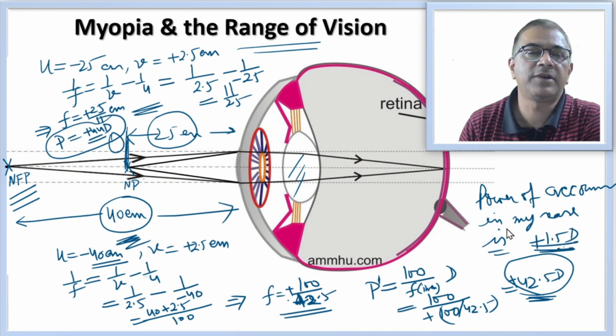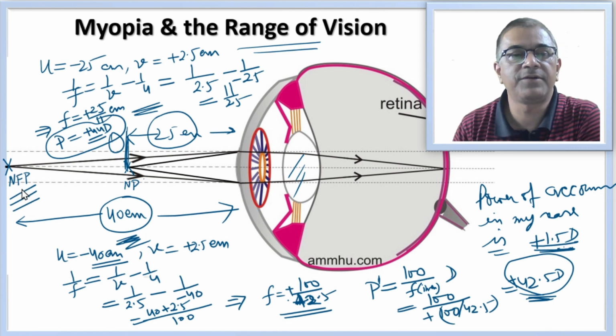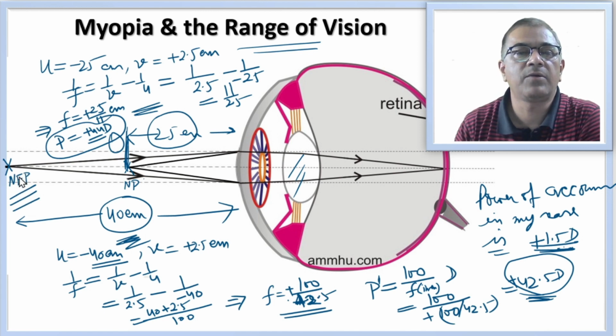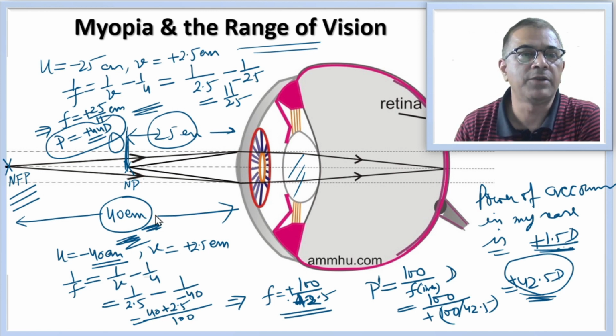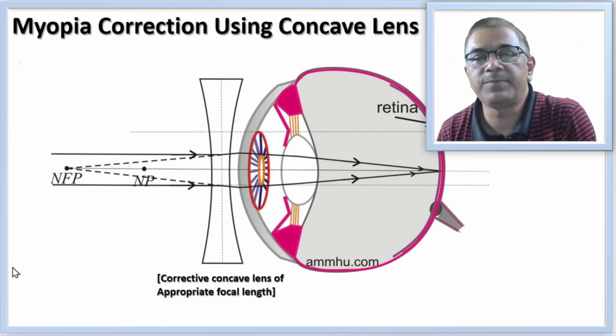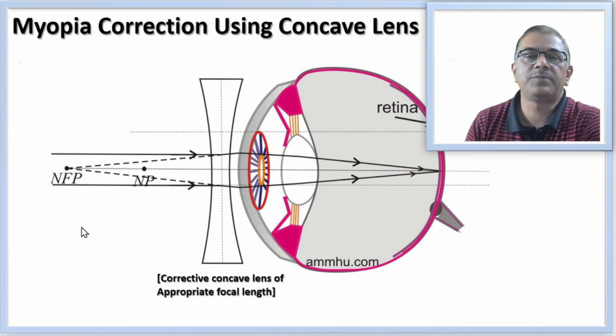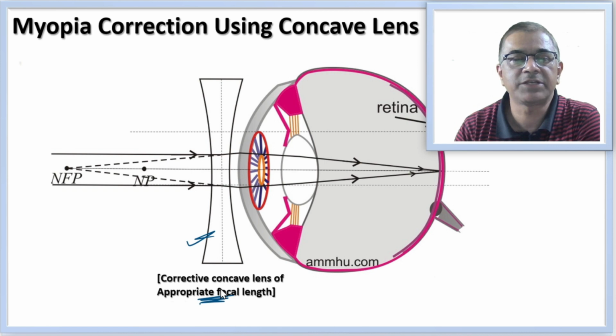And for different individuals, the new far point will be at different places. For example, in my case it is 40 centimeter, for other cases it could be 60 centimeter, 50 centimeter, and so on. Now let's see how the myopia could be corrected. This myopia can be corrected by putting a concave lens of appropriate focal length. What it really means is, how is this correction possible?